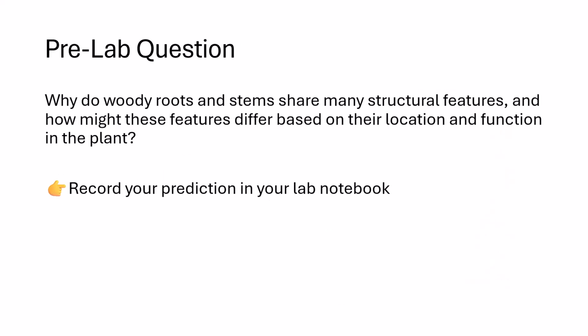Before we get started with the activity, answer this question. Why do woody roots and stems share many structural features, and how might these features differ based on their location and function in the plant? As you think about this, consider what roots and stems both need to do in terms of support and transport. Then think about how their different jobs, roots in the soil and stems above ground, might cause some differences in how those shared tissues are arranged or emphasized.